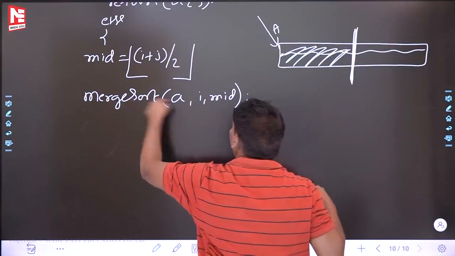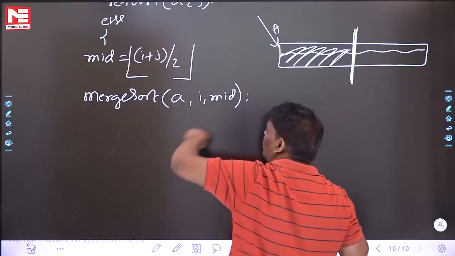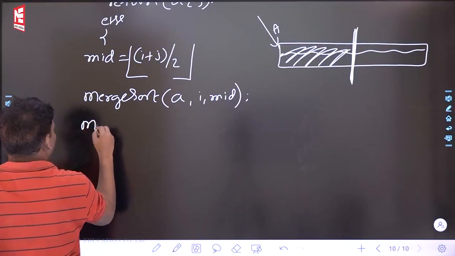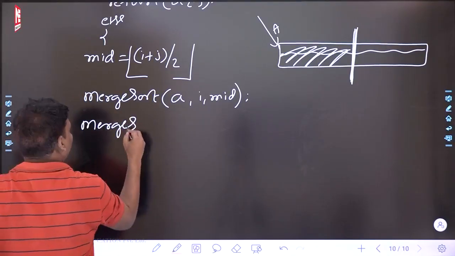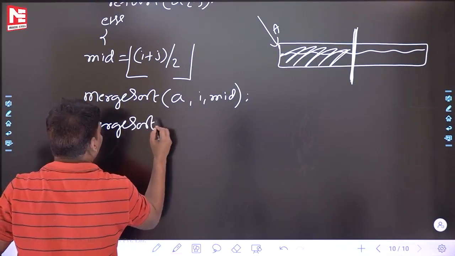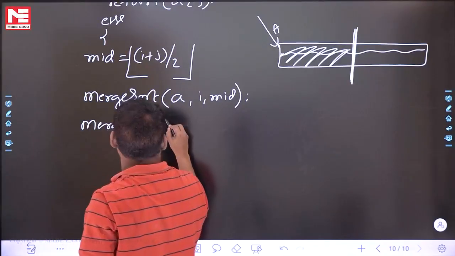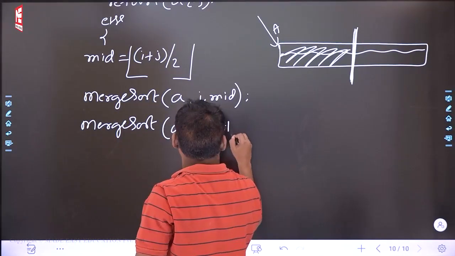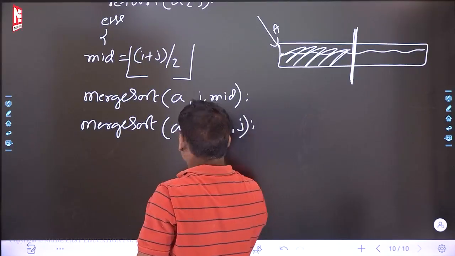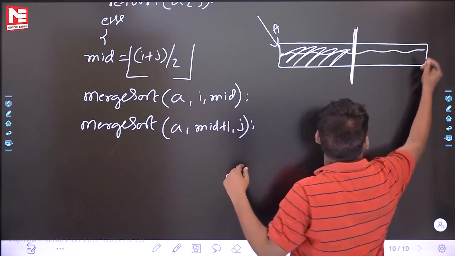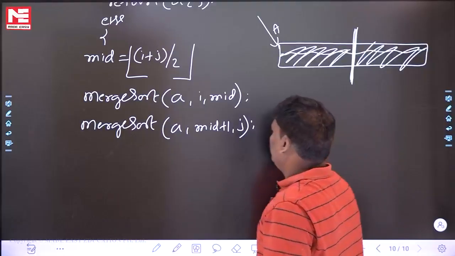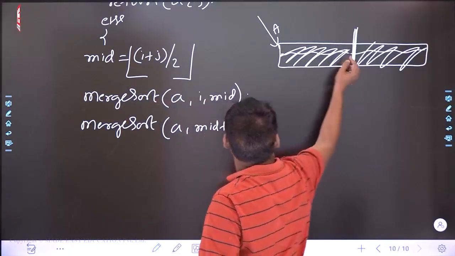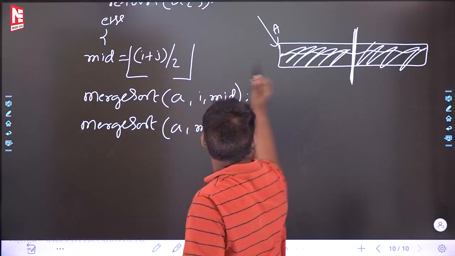Some people are asking, sir, how will the left half be over? Recursion will take care of it, it will internally call, don't worry. Next, using one more merge sort call, using recursion on the right hand side, sort the right half also, A from mid plus 1 to j. When the second call is over, this is also sorted. Because of this one, division happened. Because of this one, the left half is sorted. Because of this one, the right half is also sorted.